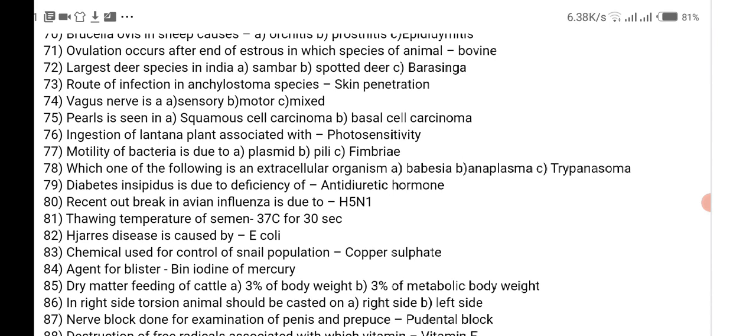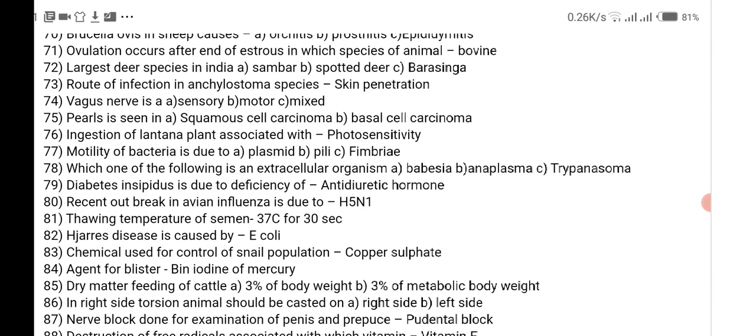Thawing temperature of semen is 37 degrees centigrade for 30 seconds. Hjarre's disease is caused by E. coli. Chemical used for control of snail population is copper sulfate, CuSO4. Agent for blister is biniodide of mercury.